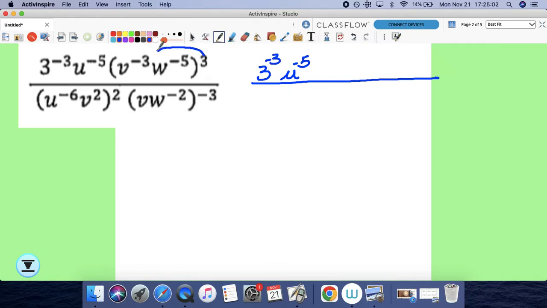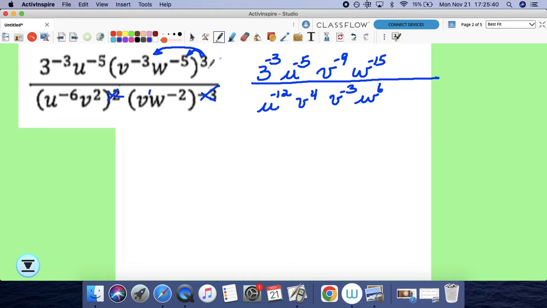That 3 is going to multiply with negative 3 and then with the negative 5. So I'm going to get v to the negative 9 and w to the negative 15th. Done. At the bottom, I'm going to get u, and it's negative 6 times 2 is negative 12. V to the second times 2 is v to the fourth. And then there's a 1 over here. So v to the first power times negative 3 is v to the negative 3. And w, negative 2 times negative 3 is positive 6. So notice that these are all gone. I think that's better. For me, that's better.